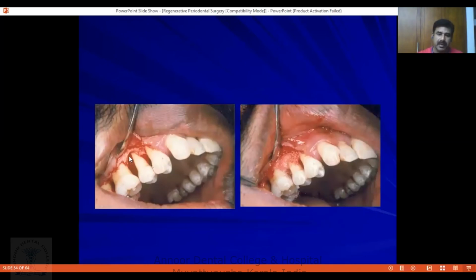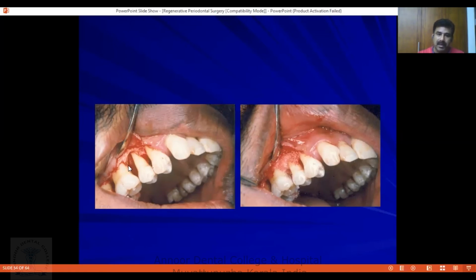Suppose you see a defect like this after you open the flap and remove the granulation tissue. Now, what you can do is fill this area with bone graft. So, how do you fill this? You take the particulate bone graft, whatever type of bone graft, mix it with either the patient's own blood or a little bit of saline, and then you just place it, condense it.